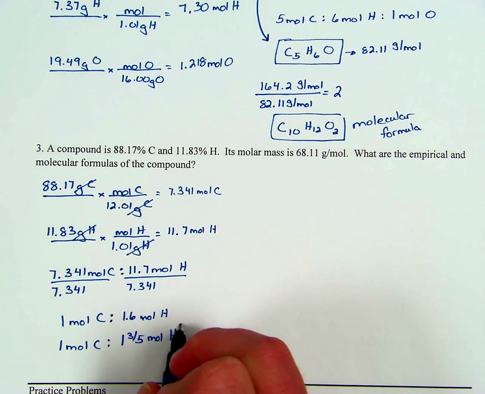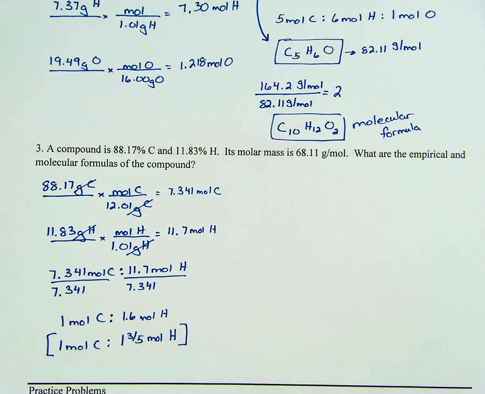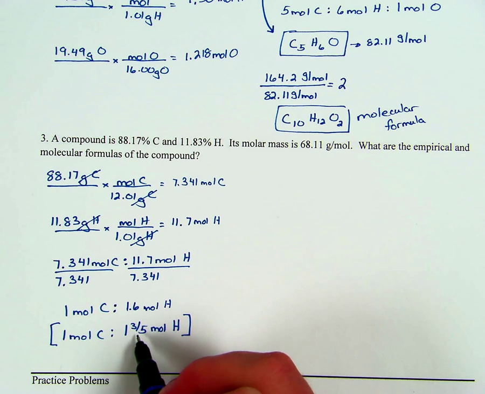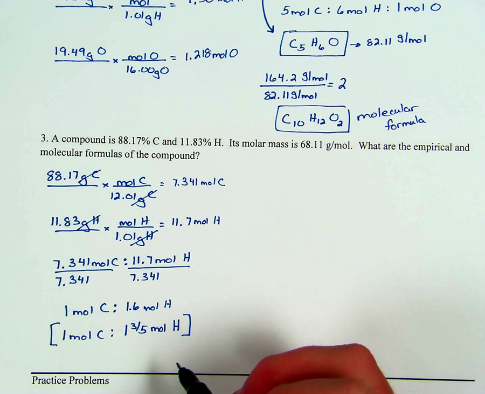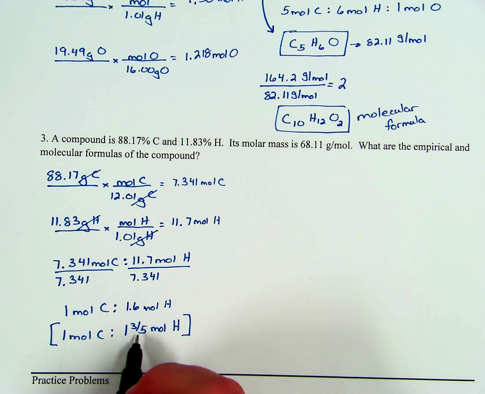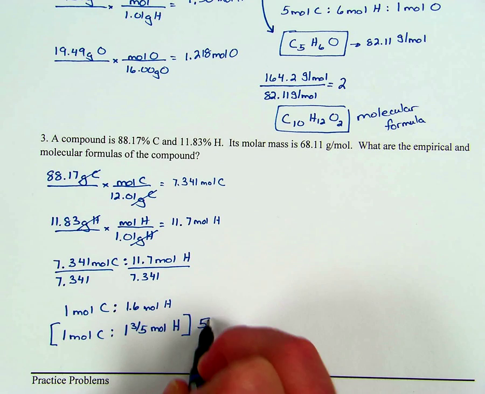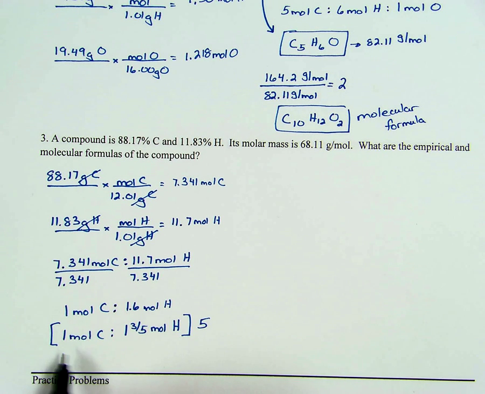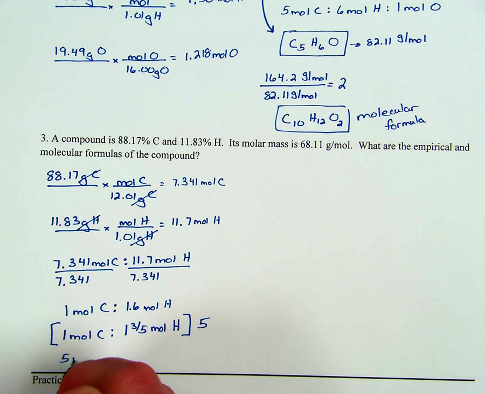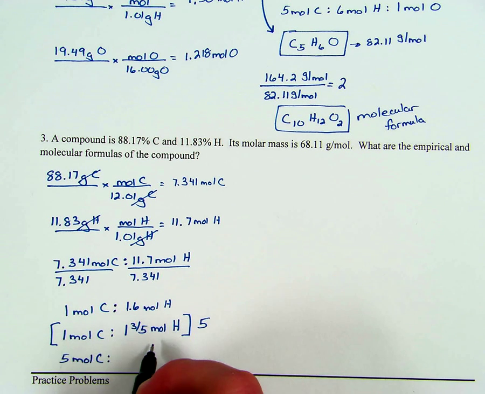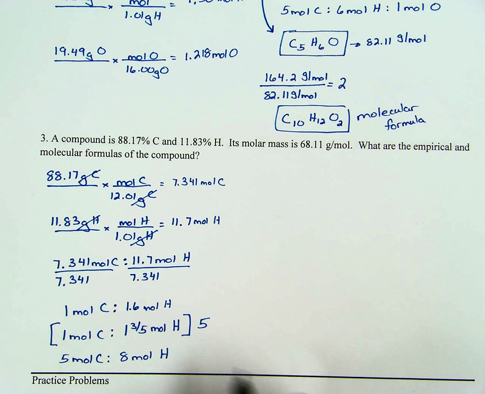Well, the reason why fractions work so well, and the reason why I turn this into a 3/5 here, is because I know if I multiply by the denominator of a fraction, it'll make it a whole number. So the denominator of the fraction here is 5, so I'm just going to multiply this entire ratio by 5. So 1 mole of carbon times 5, that is 5 moles of carbon. 1 3/5 times 5, that would be 8. 8 moles of hydrogen. If you're not sure on that, you can just check that on your calculator. It's actually 3/5 times 5, that would be 3, and then 3 plus 5 would be 8, so that's how we'd get that. So here is our ratio. 5 moles of carbon to 8 moles of hydrogen.